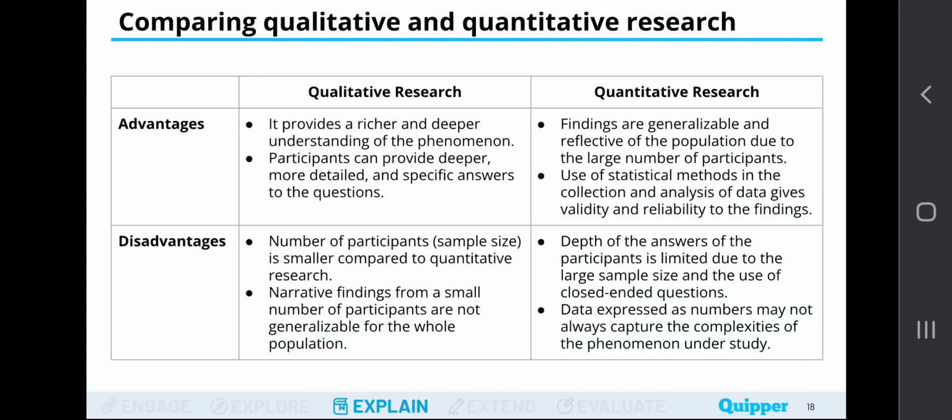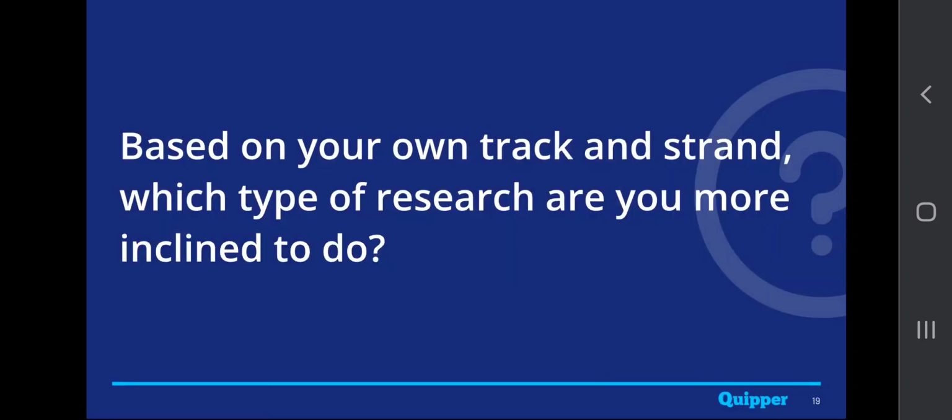So that is the difference, or those are the different factors, the advantages and the disadvantages when we compare qualitative and quantitative research. Now, based on your own track and strand, which type of research are you more inclined to do? If you are STEM, unsa nga research study? If you are ABM, Humss, or you are enrolled in the general academic strand, which type of research is more inclined for you, more beneficial and logical for you to do?